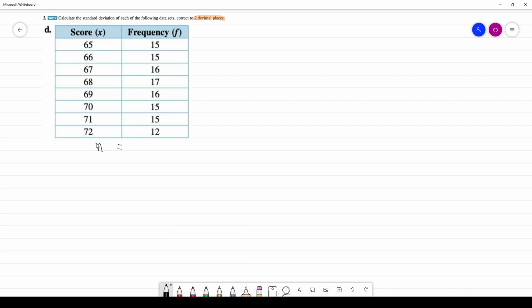Let me just change the thickness of the pen. Oh, that's much better. Oh, that's lovely.